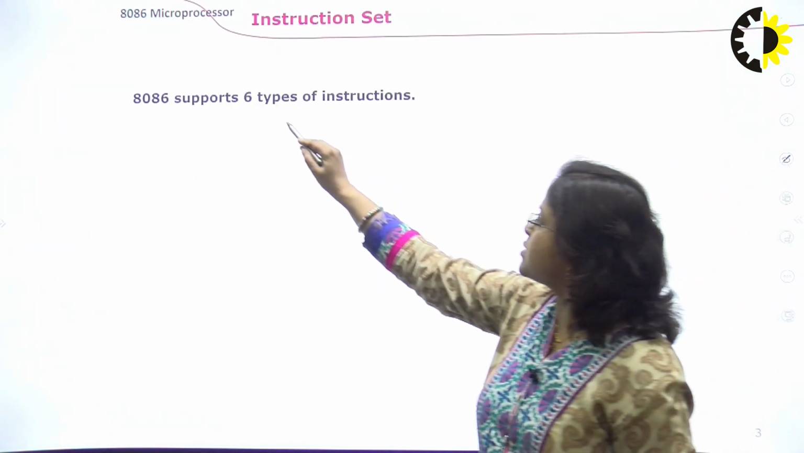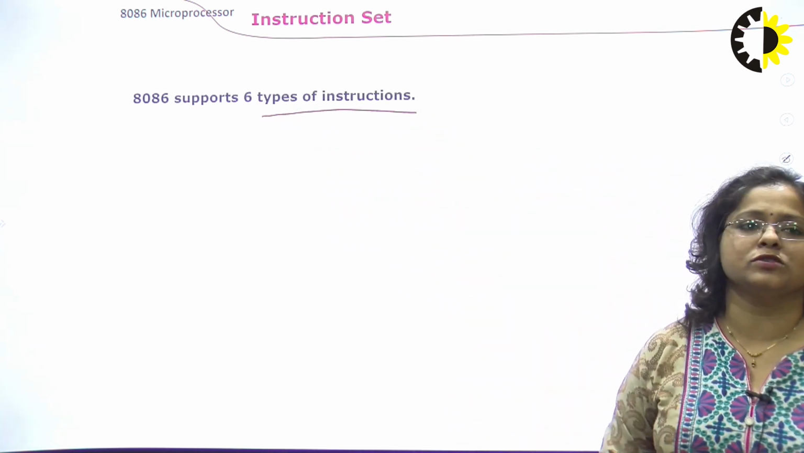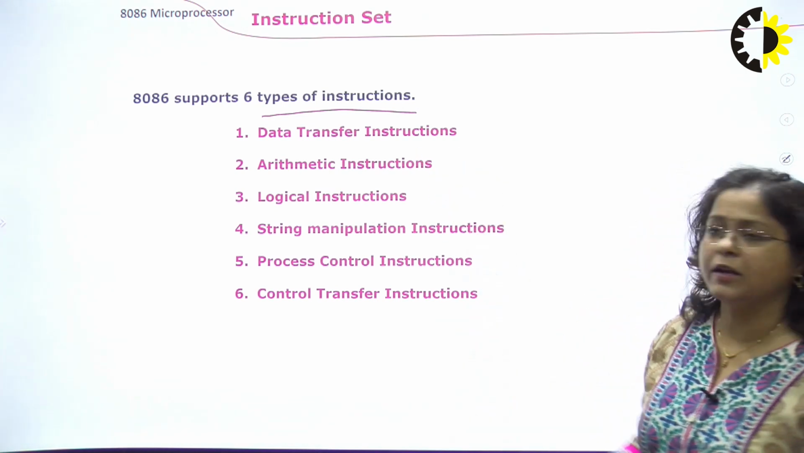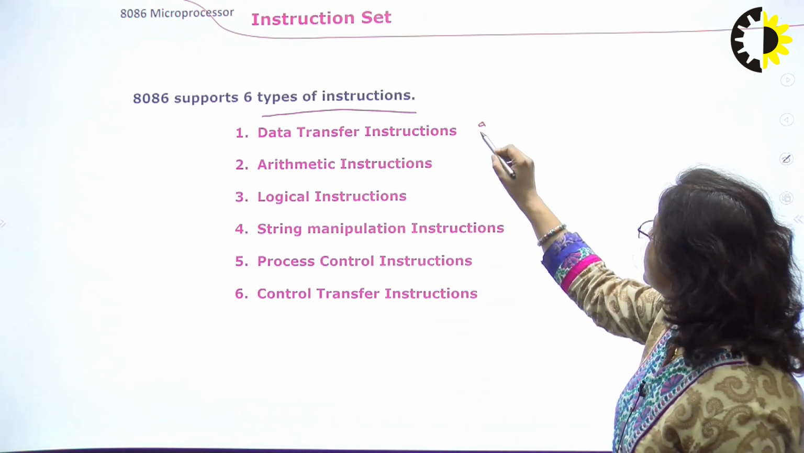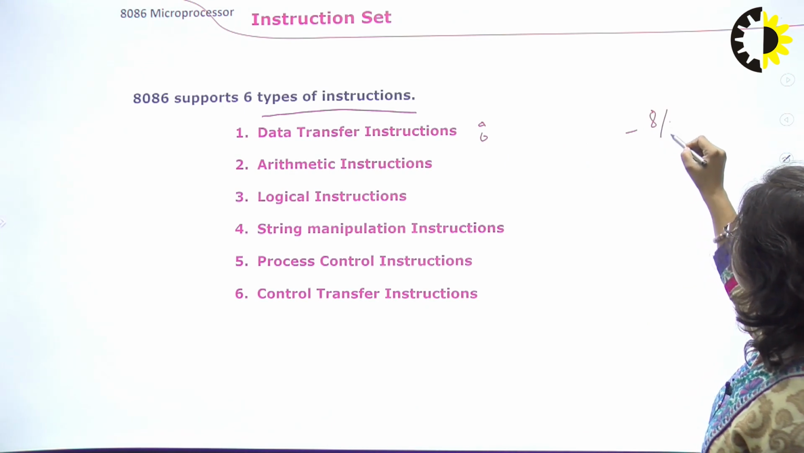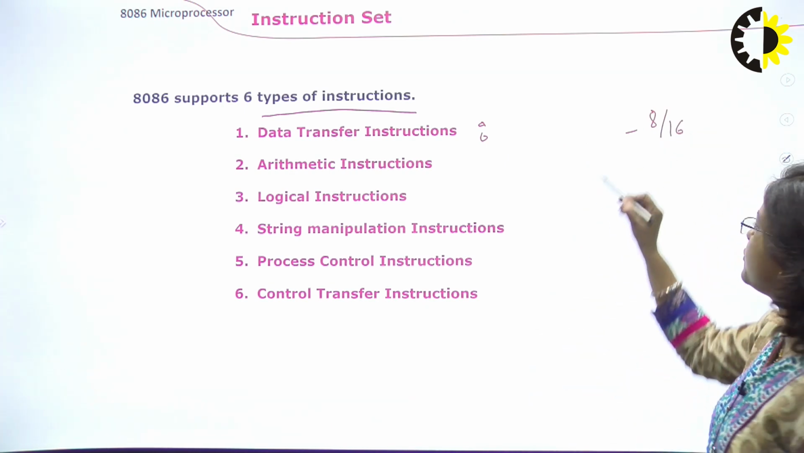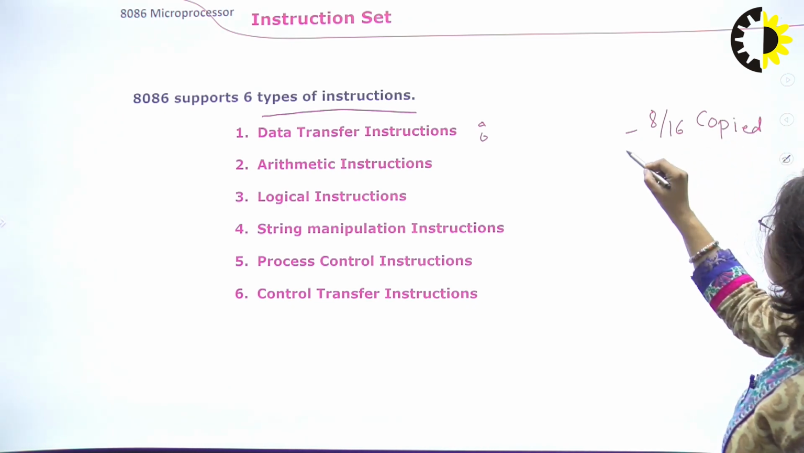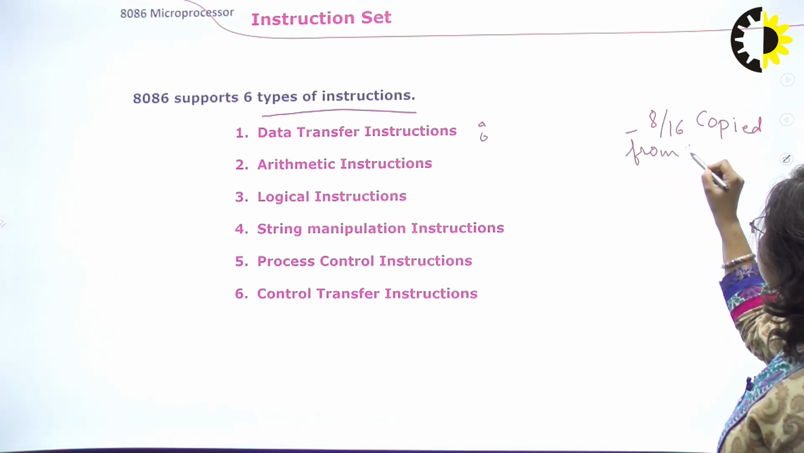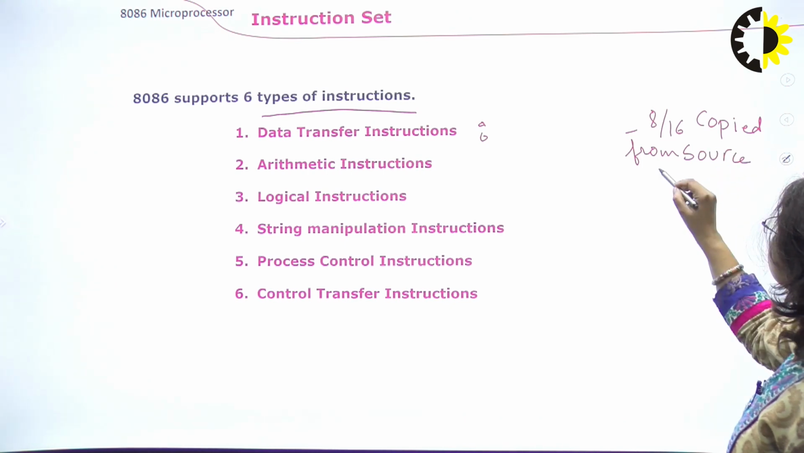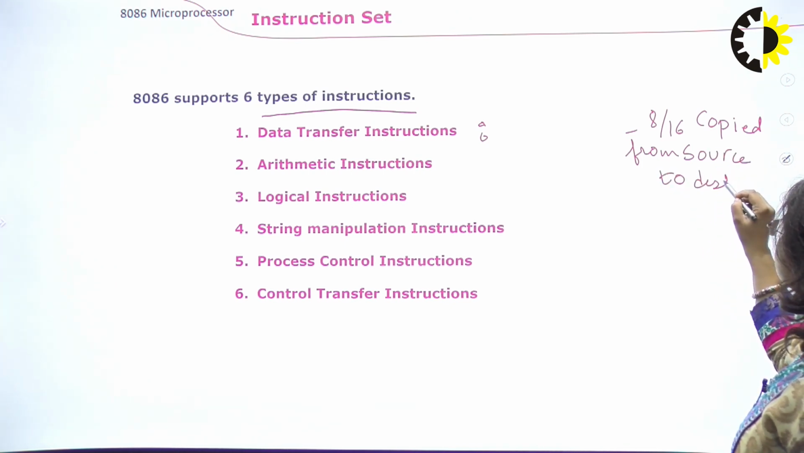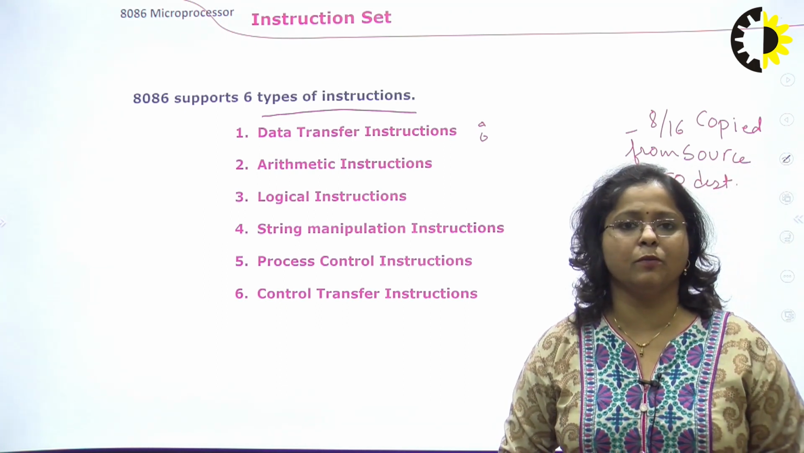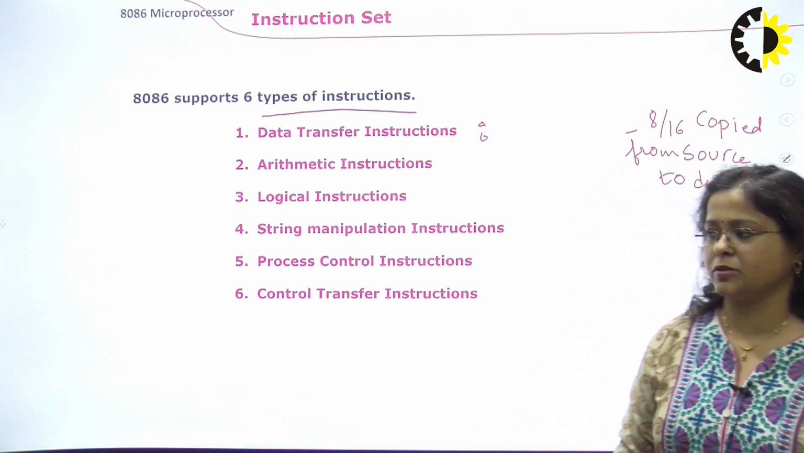So, 8086 supports 6 different types of instruction sets. The first is data transfer. In data transfer instructions, the 8/16-bit data is just copied from source to destination. That's why it is called data transfer, because only a byte or word operand is copied from source to destination.